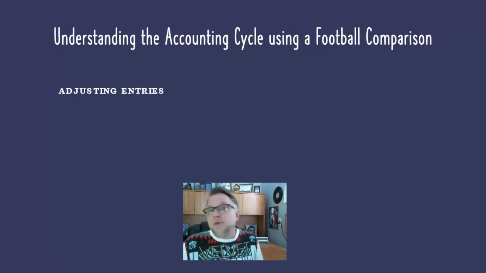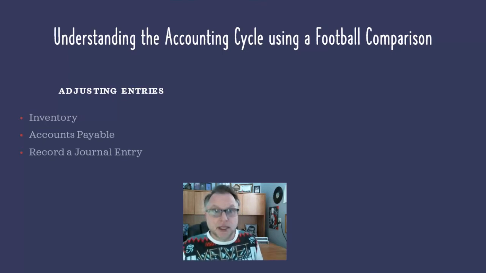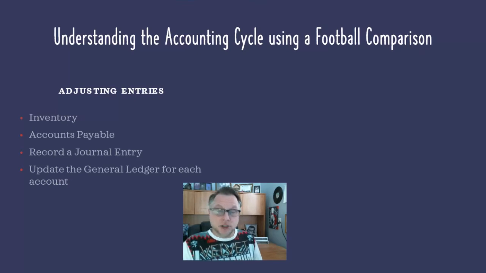And that's when we get to the end of a period, let's say, and we realize, oh, we ordered some inventory and we received it, but we haven't gotten an invoice yet. So we've got to record the fact that we have that inventory and that we owe a vendor for that. So that's accounts payable. So we're going to record a special journal entry to record that transaction, and that's going to affect not only the general journal, but it's going to affect our general ledger for each of those accounts.